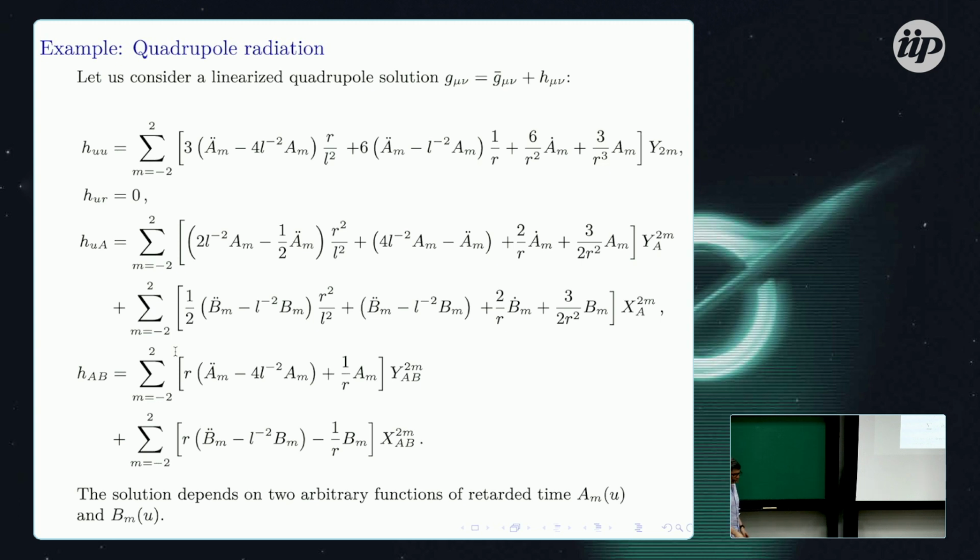Okay, let me show you a very simple example in order to get some intuition of what we're doing. Let's consider a linearized wave, just for simplicity, and the wave generated by a quadrupole. So the simplest possible example. In this case, if you solve the linearized Einstein equations in Bondi gauge, you find these solutions. This solution depends on two independent arbitrary functions of the retarded time.